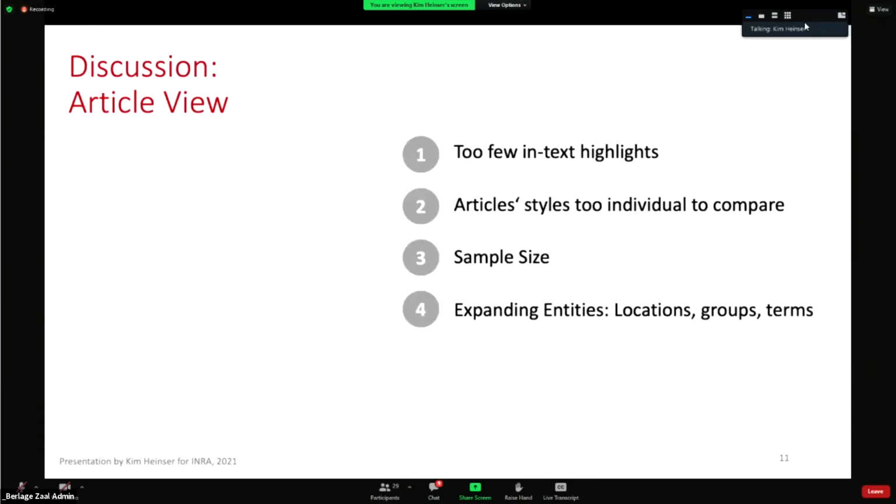We attribute this to probably there were too few in-text highlights. We had quite a few articles where there were very few highlights because the most frequent actor of this topic wasn't actually mentioned in the article. Then, of course, an individual article is just very hard to compare to other articles. We also didn't have enough of a sample size for this variety of articles. And we also thought that expanding the entity, so not just looking at an actor, at a person, but also how does the article portray political groups, places, religious affiliations, and so forth.